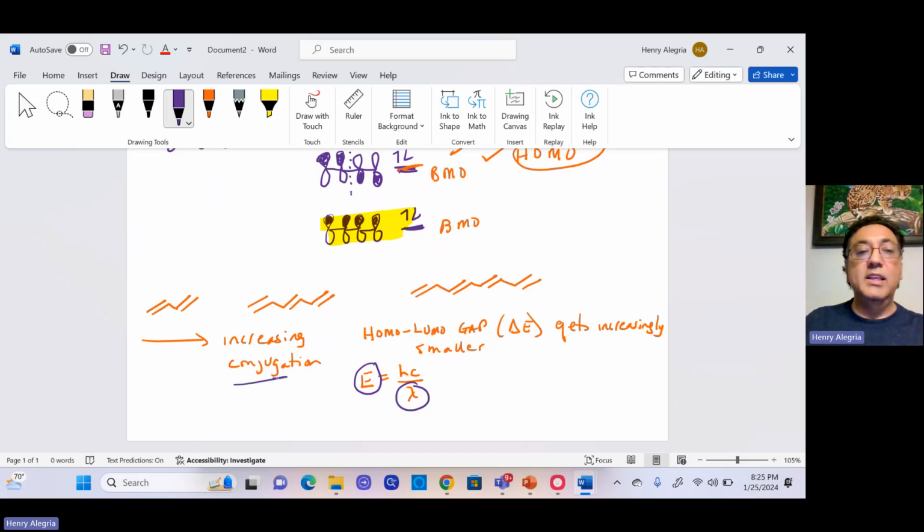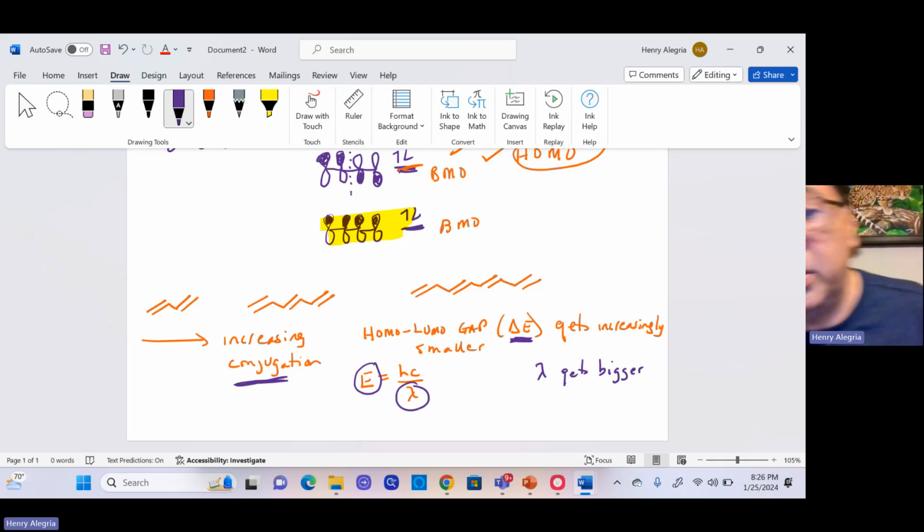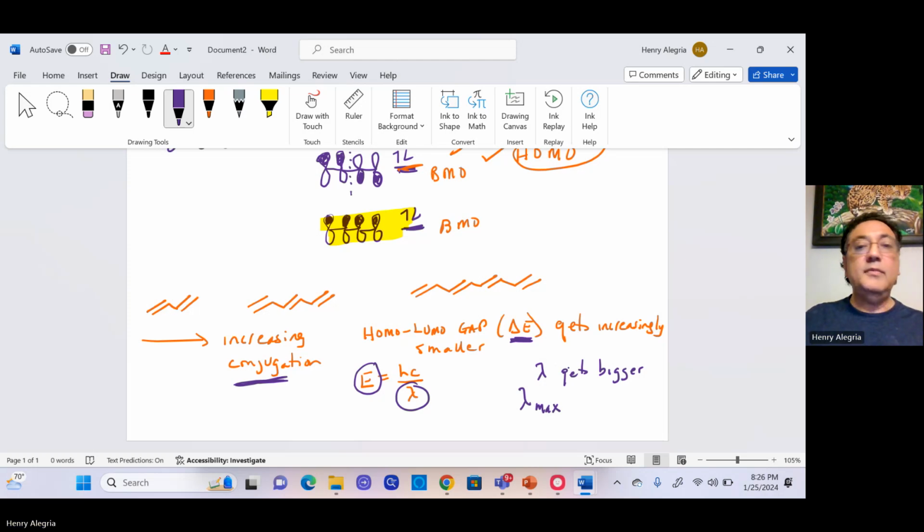So if we are saying that as you get increasing conjugation, the HOMO-LUMO gap, the magnitude of that difference in energy, gets increasingly smaller, then we're also saying that the wavelength associated with that energy gets bigger. And this is how we can test for the extent of conjugation in a given molecule, because we can measure that wavelength, the wavelength associated with the energy difference between the HOMO and the LUMO. This wavelength, lambda, is what we call lambda max in our instrument, and that lambda max is what a UV-vis spectrophotometer is actually going to test.